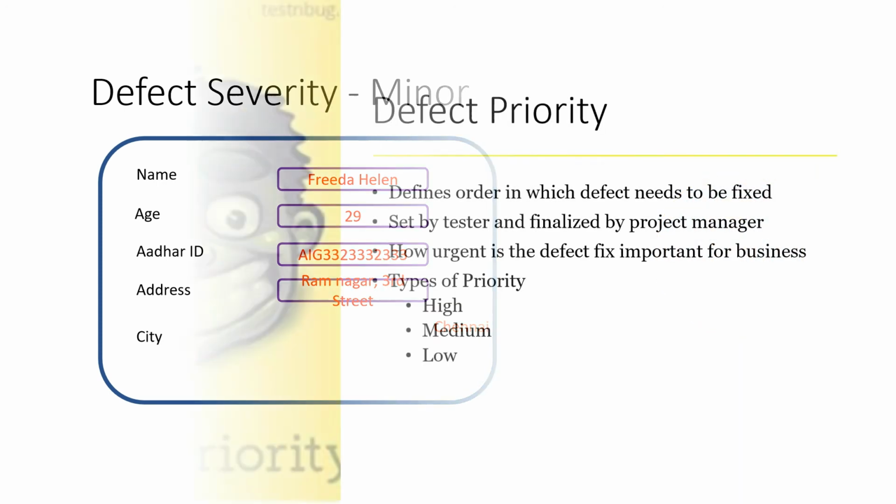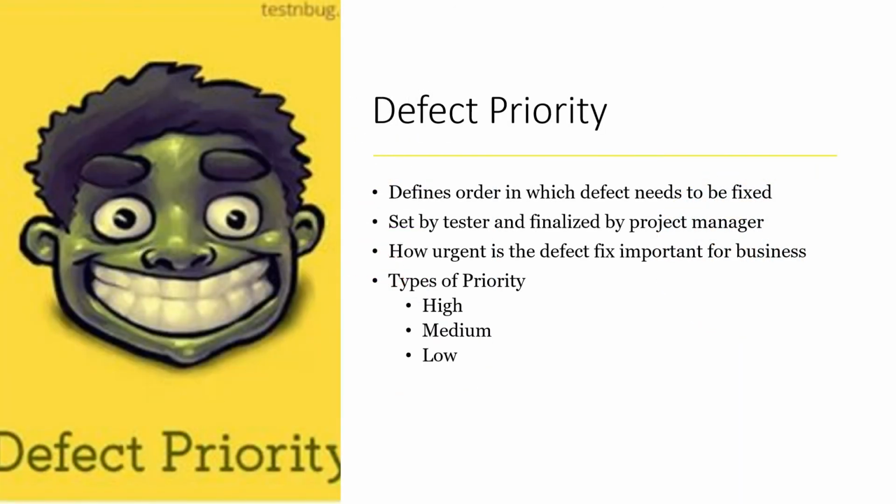Okay. So now we'll see what a priority is. Now we have marked the severity also. Usually what will happen is, in a few companies, the test engineers will also feel that this bug needs to be picked first, so they'll mark the priority also. But in many concerns, it will not happen. We'll just set the severity.